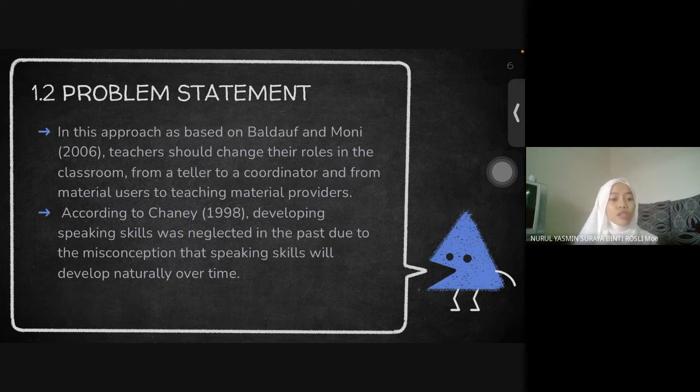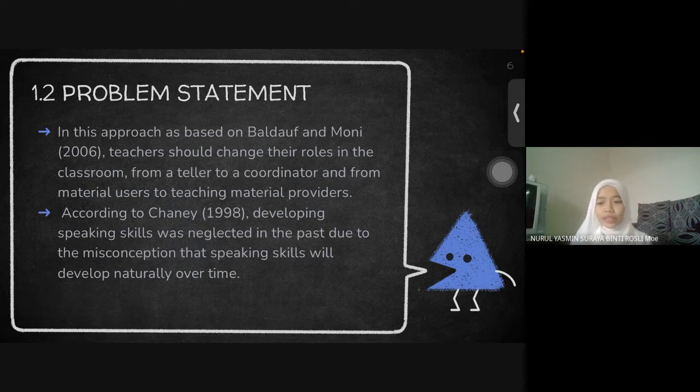And according to Shani, 1968, developing speaking skills was neglected in the past due to the misconception that speaking skills will develop naturally over time. This is actually quite true. Speaking learners can actually learn to speak using the language on their own, but they actually need the guidance in terms of the rules of using the language instead. All right.